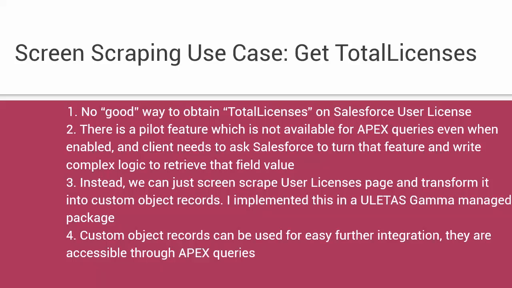Also, what can be use cases for screen scraping? For example, you can use it to get the total licenses field on the Salesforce user license. There is no good way to obtain it. Actually, there is a pilot feature which is not available for Apex queries even when it is enabled. The client needs to ask Salesforce to join that feature and write custom logic, which is complex, to retrieve that field value. Instead, we can just screen scrape the user licenses page and transform it into custom object records.